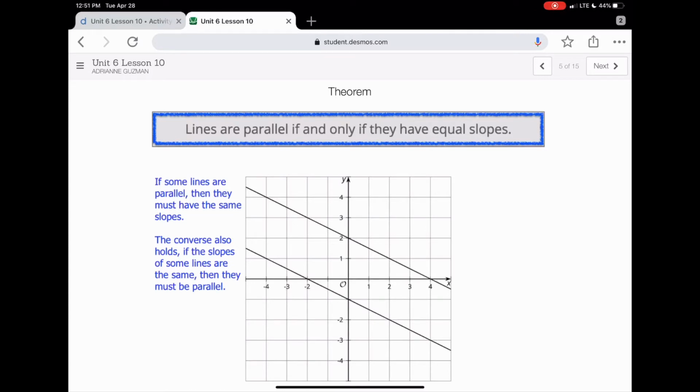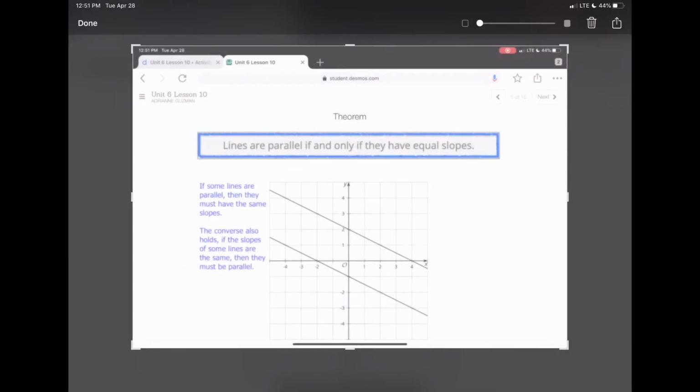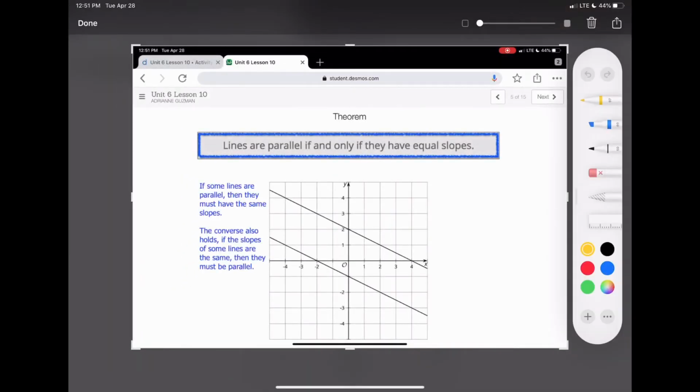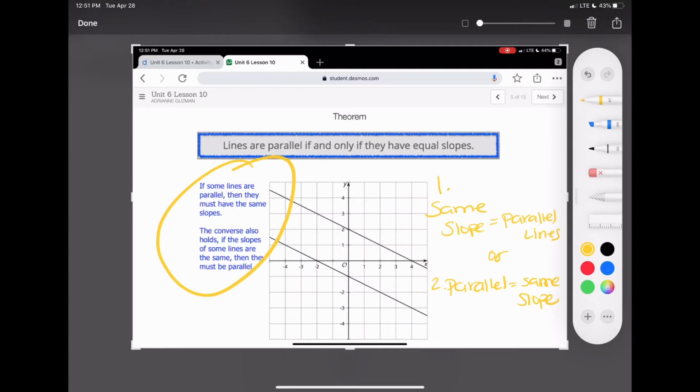So I can make two different conclusions about this. One, same slope equals parallel lines. Or I could say parallel lines equal same slope. So that's basically what this is saying here.